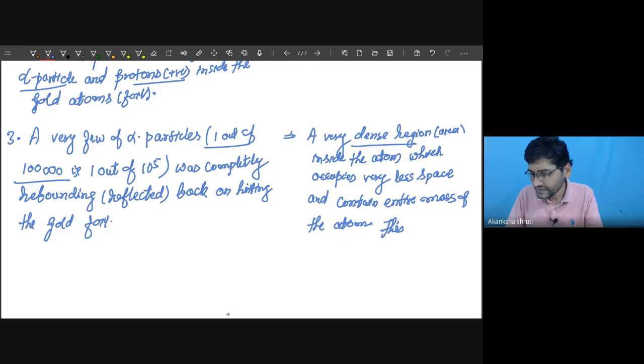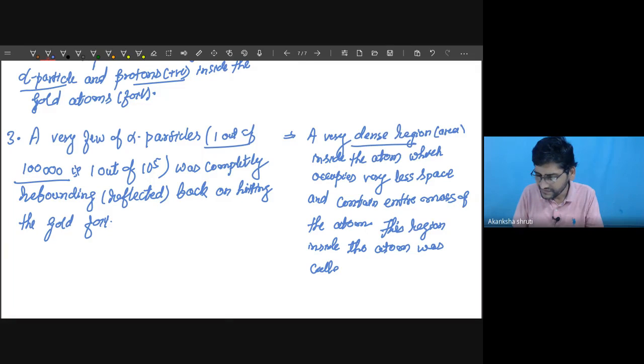So this region was inside the atom. So this region inside the atom was called the nucleus. So student, this way nucleus was a term given by Rutherford. So this way Rutherford discovered the nucleus inside an atom.